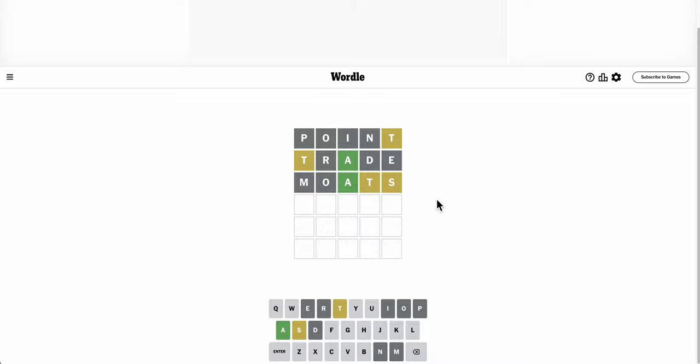Well, this is very likely STA something. Because T can't be fifth, first, or fourth, and because A's in third, it can't go there either, so T must go second. So this is STA something.